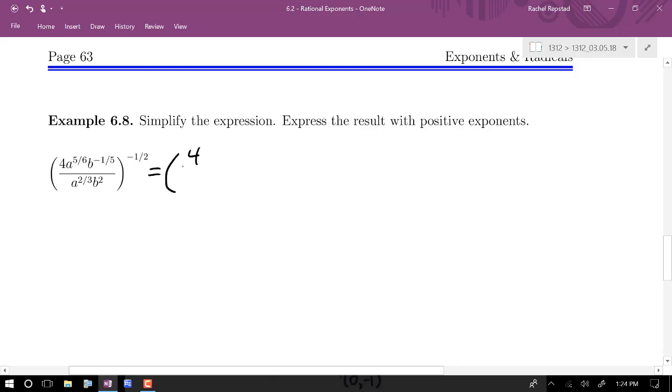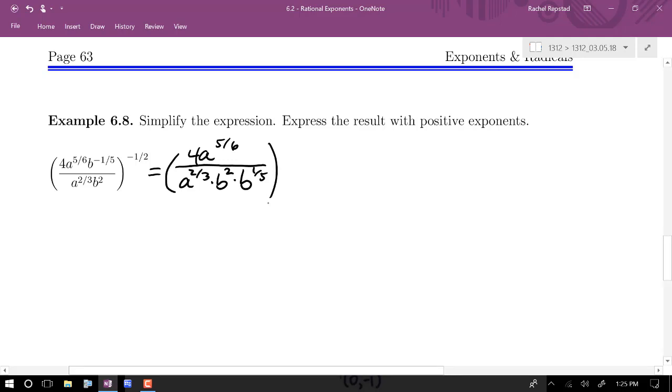So we've got a to the 5/6 over a to the 2/3, and then we have b squared times b to the 1/5. That's what you were talking about, right? Bringing that b to the negative 1/5 down in the bottom. Now, we have two things to deal with. We have this product, b squared times b to the 1/5. What do we do with exponents in that scenario? Yeah, we add them together.